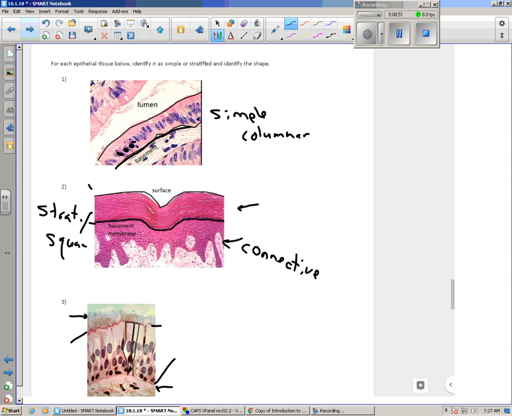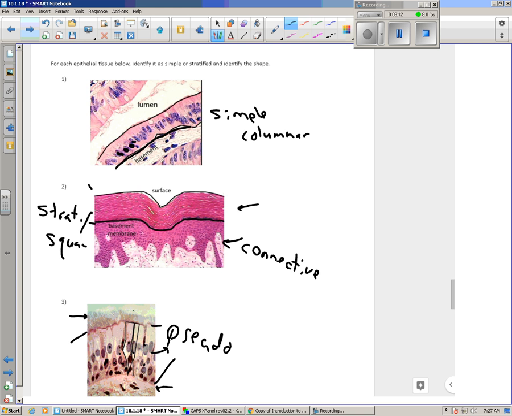So there's an interesting feature of columnar and pseudostratified. Pseudo means false. I'm not going to go through that whole page with you. You could figure that out. Pseudostratified columnar here because the nuclei are at different layers, scattered all around, the cells go all the way down.